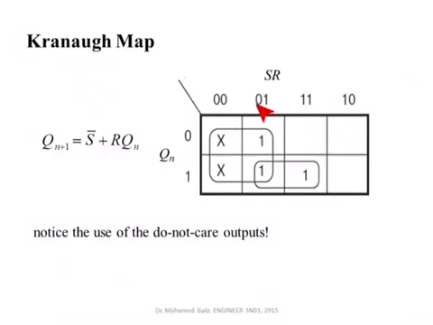So 0 and 1 means set the flip-flop, so the output is 1. 1 and 0 means reset the flip-flop. I'm not showing you the zeros here, but these are all zeros. 1 and 1 means do not change. So if you have 0, you get 0. If you have 1, you get 1. Okay? 0 and 0 is a forbidden state.